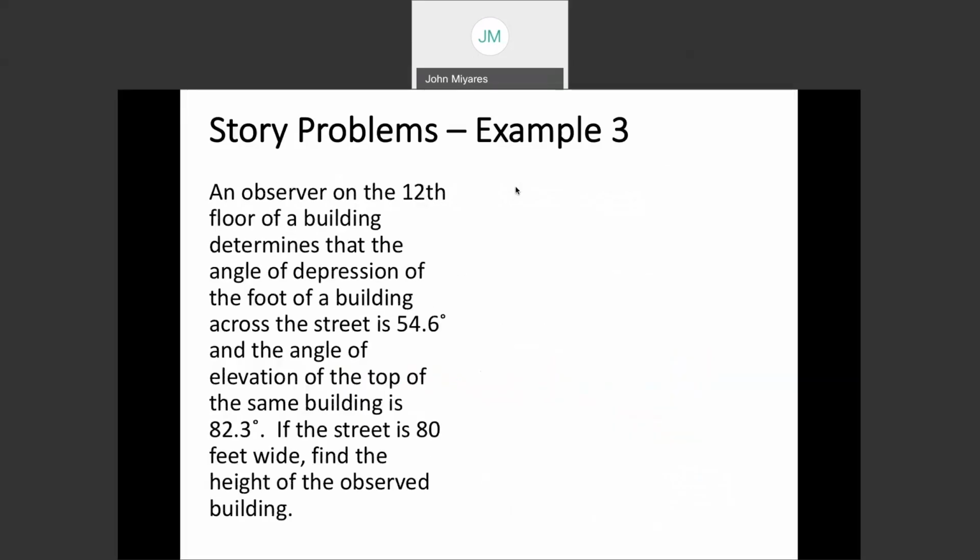This example is a bit more complicated. An observer on the 12th floor of a building determines that the angle of depression to the foot of a building across the street is 54.6 degrees, and the angle of elevation to the top of the same building is 82.3 degrees. If the street is 80 feet wide, find the height of the observed building.